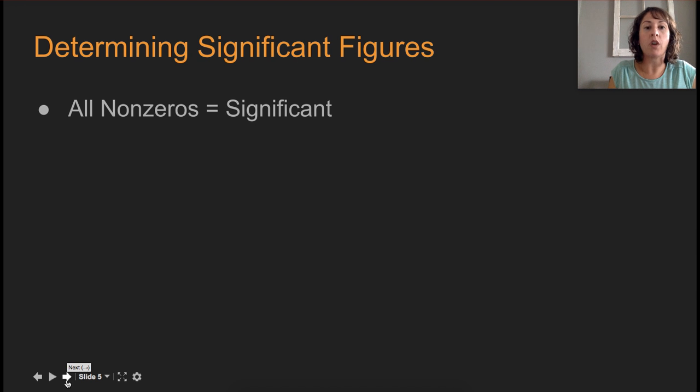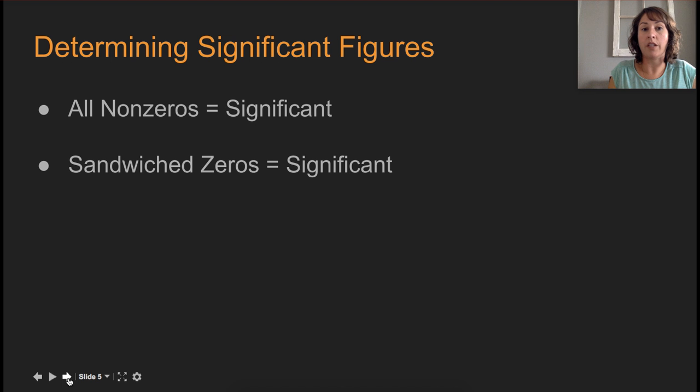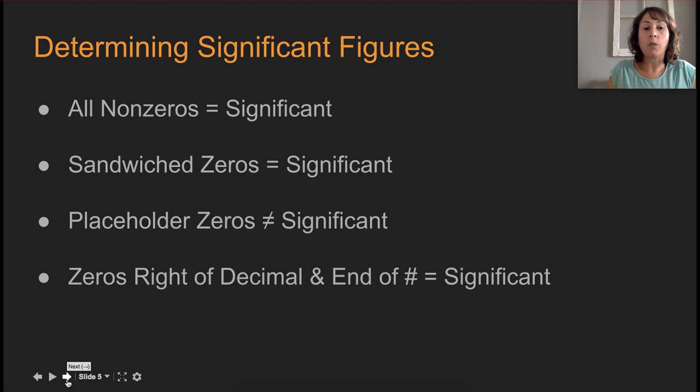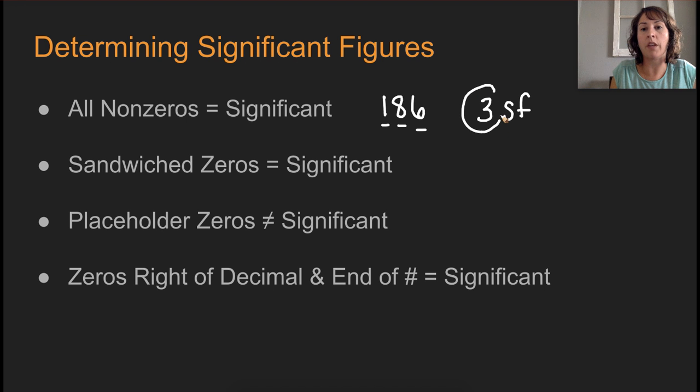So one thing that we need to know is all non-zero numbers are significant. Okay? And I'll give an example of each of these in just a moment. We know that sandwich zeros are significant. Placeholders are not significant. And then zeros right of the decimal at the end of the number are also significant. So let's get a couple examples of each of these. Okay. So non-zero numbers, if I have a number like 186, okay, I'm going to have 3 significant figures. All 3 of these are significant because they're all non-zeros, and we know that all non-zeros are significant, so that would give us 3 of them.